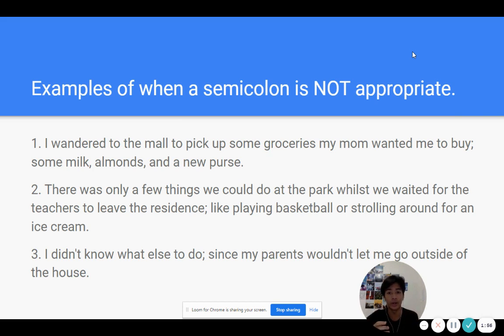And also the third one: I didn't know what else to do, and then since my parents wouldn't let me go outside the house. These two clauses do not work independently. That's why it does not work.